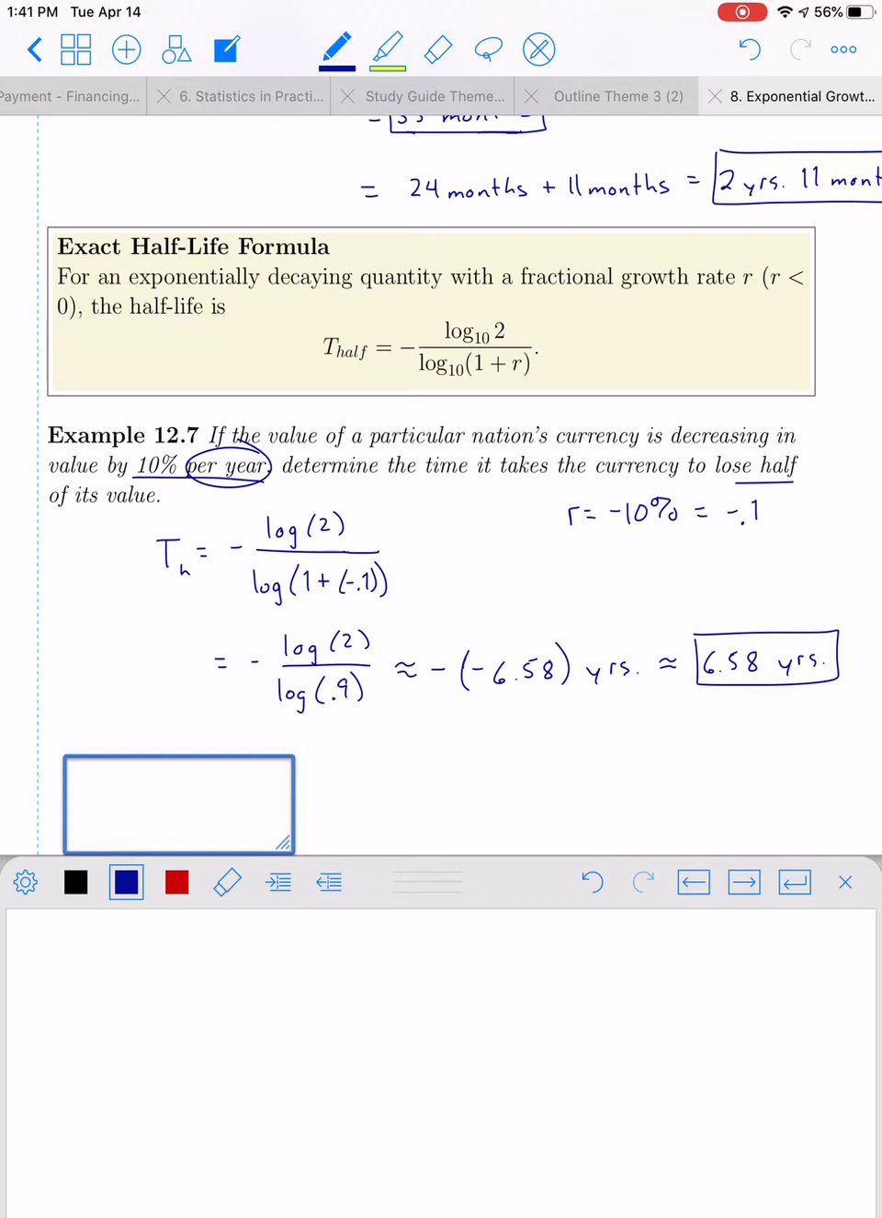So that's it. That's calculating half-time and doubling times for anything, really, anything that's exponentially growing or exponentially decaying. So practice problems from this section, and good luck.